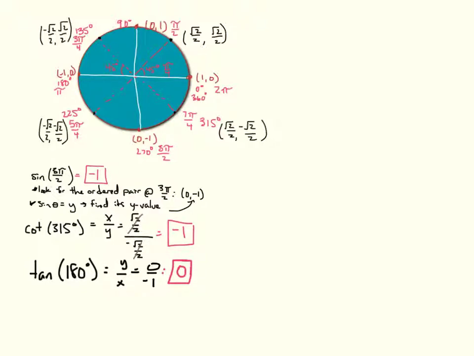Now, if 0 is in the denominator, like if you wanted to take the secant of pi over 2, well, the secant is 1 over the cosine, so that's just 1 over x. I go to pi over 2. 1 over x would be 1 over 0. Whoops. And if you divide by 0, that's undefined.